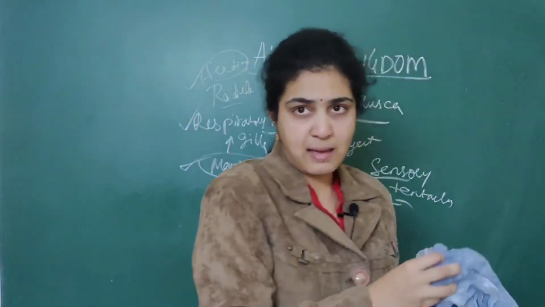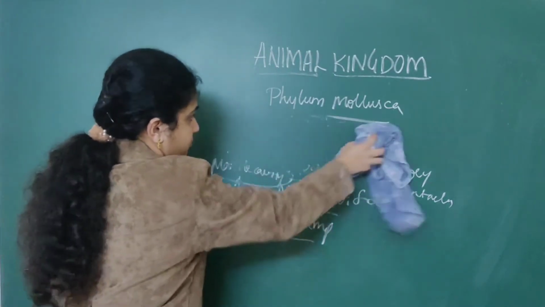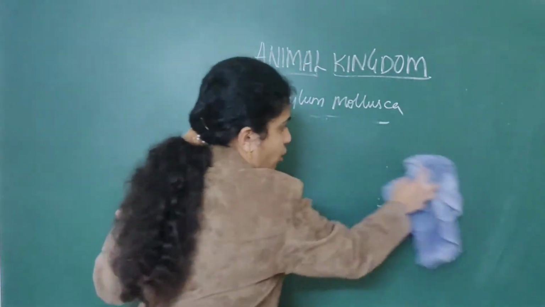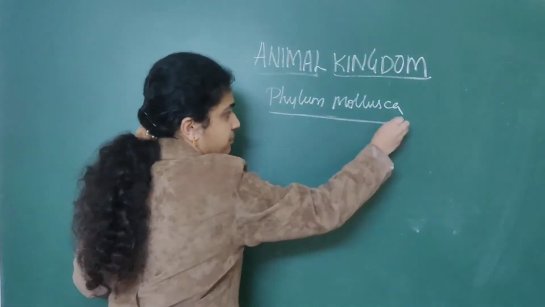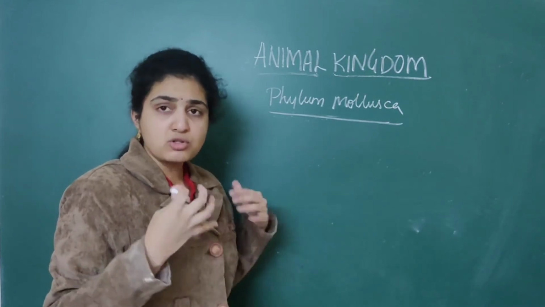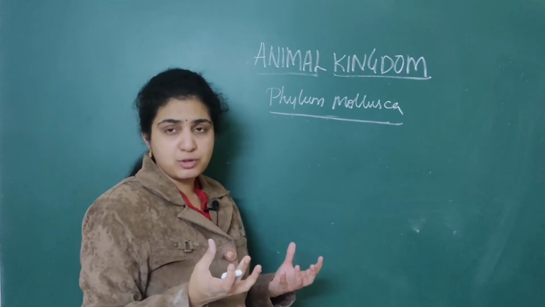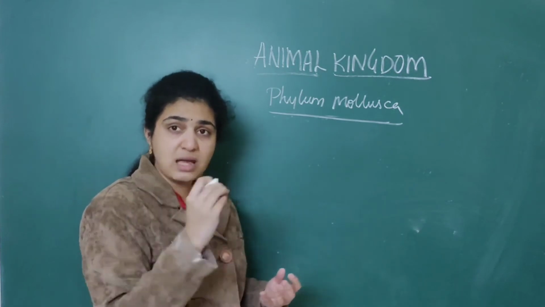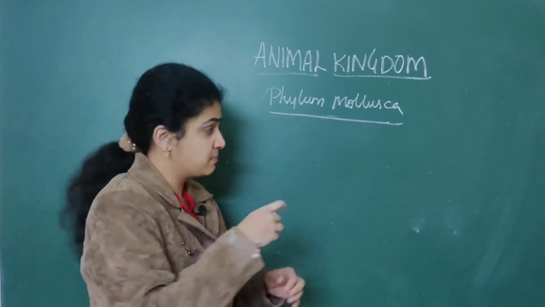Now we will go to the examples related to mollusca. So what are the examples? This is the toughest phylum to remember the examples because for the rest, if you read once or twice you can understand, but here all these scientific names will be there. That's why I am taking so much time to repeat all these.